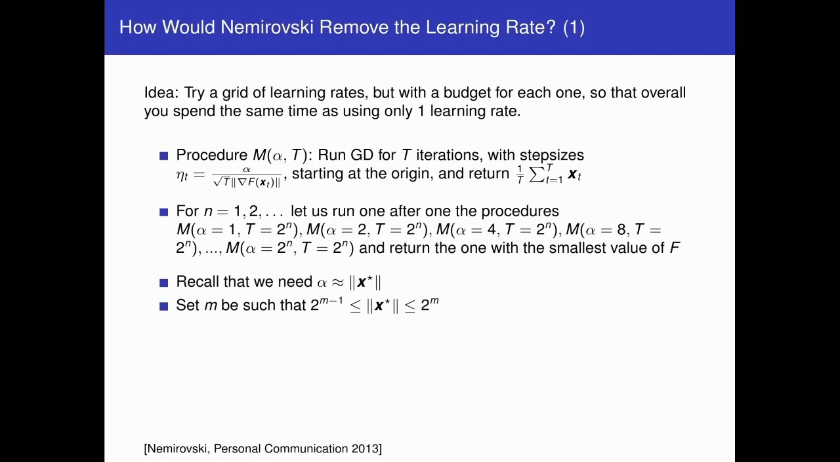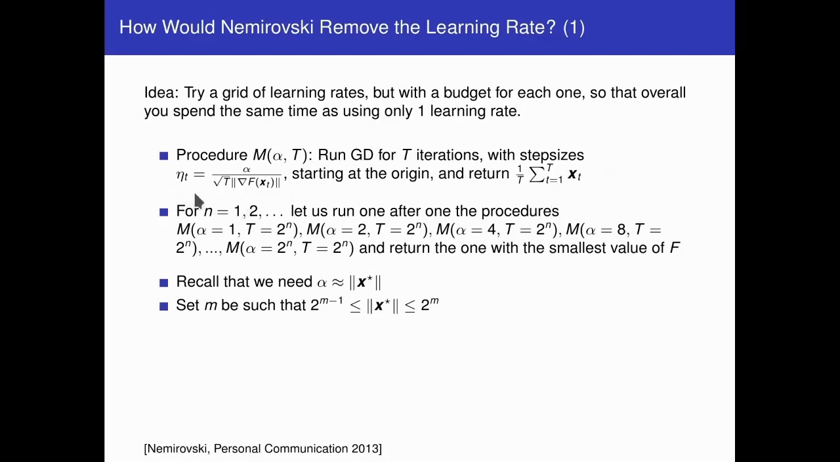We can allocate a different budget to each learning rate in a very smart way. In particular, let's call the procedure M of alpha and capital T, running gradient descent for capital T iterations with the step size eta_t equal to alpha divided by the square root of capital T, divided by the norm of the gradient itself. Now, this normalization is exactly to make the learning rates independent from the Lipschitz constant, from the scale. You start from the origin and you return the average of your iterates.